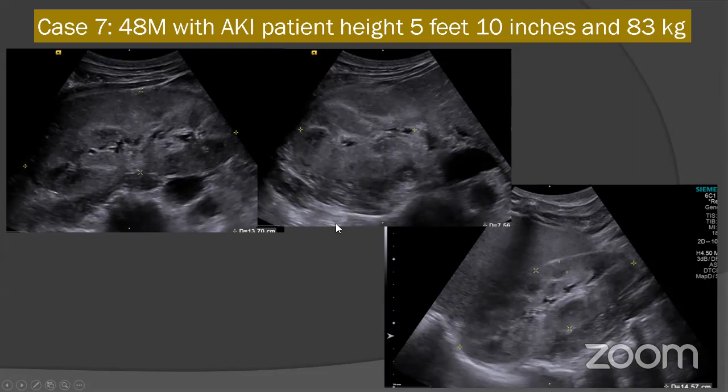So one important finding that you must mention when you are presented with this history, and you must look for, is the presence of hydronephrosis. You want to make sure that the patient doesn't have obstructive cause as the cause for acute renal injury.